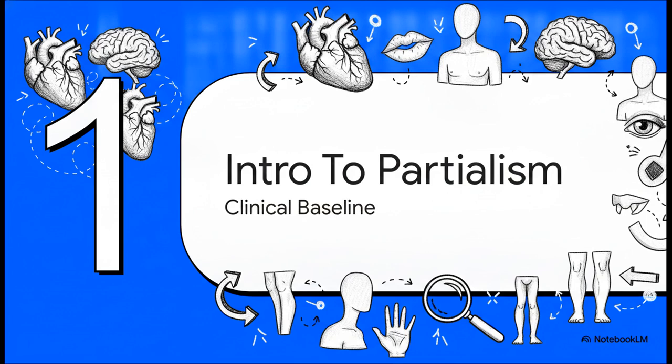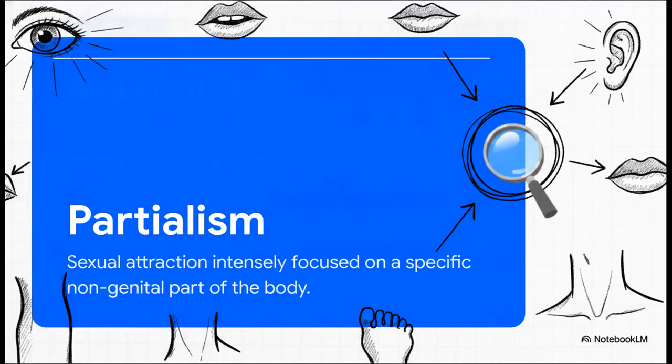Number 1. Intro to partialism. To really understand attraction, we first have to define our clinical baseline. Partialism, basically, is a sexual attraction that is intensely focused on a specific non-genital part of the body, rather than the person as a whole or their genitals. Notice that key distinction there. It's all about non-genital anatomical features. The intense focal point of arousal is centered almost entirely on one particular part.